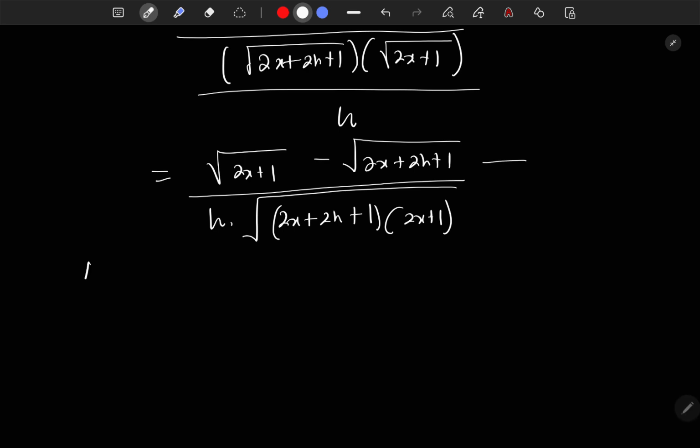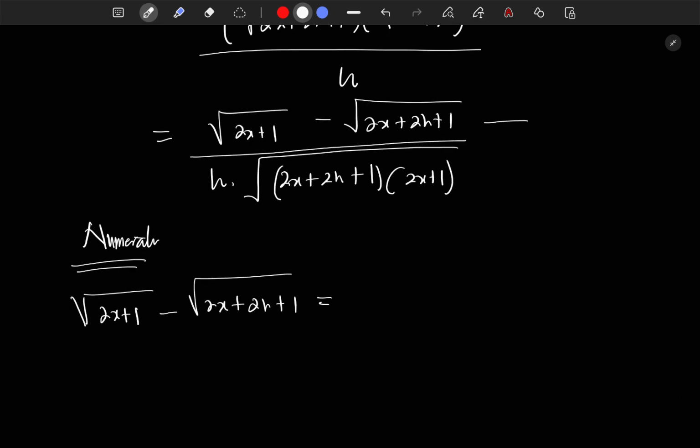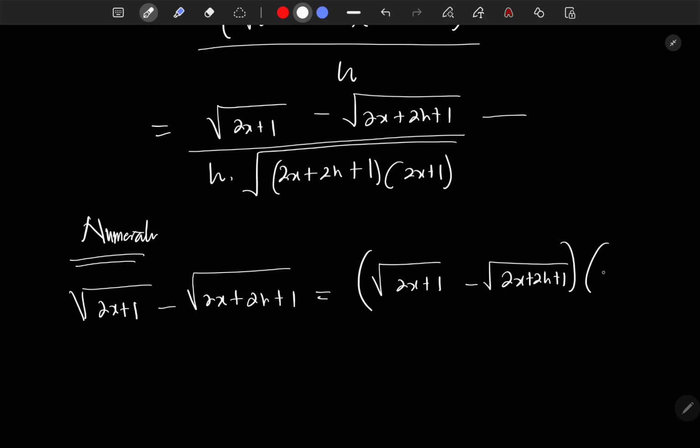Let's begin with the top part, the numerator. Of course, we know that our numerator is the square root of 2x plus 1 minus the square root of 2x plus 2h plus 1. So how do we evaluate this one? I think by now we know that we can multiply the numerator and the denominator by the conjugate of the same. So here's what I'm going to say. I can multiply the square root of 2x plus 1 minus the square root of 2x plus 2h plus 1 by the conjugate of the same, which is what?